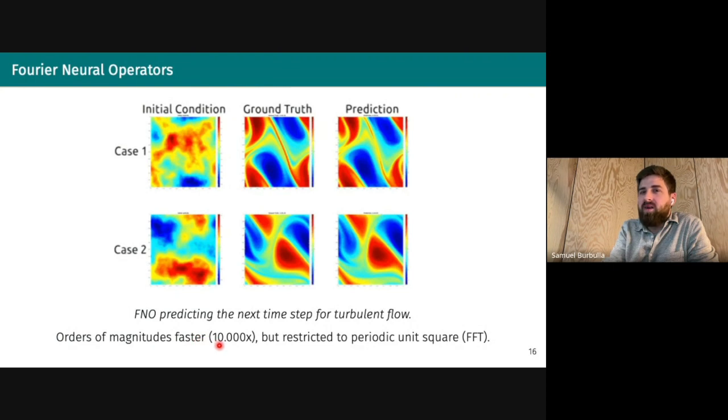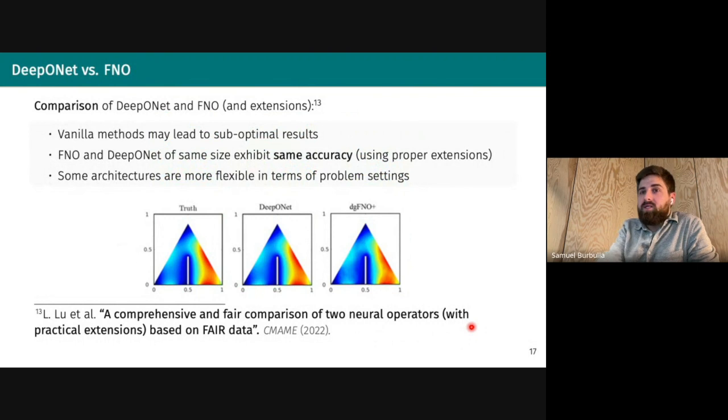It's like 10,000 times faster in comparison to the traditional method. But as we have to make strong assumptions, it's restricted to a unit square with periodic boundary conditions, such that we can perform the FFT efficiently. So what's now the difference between DeepONet and FNO?